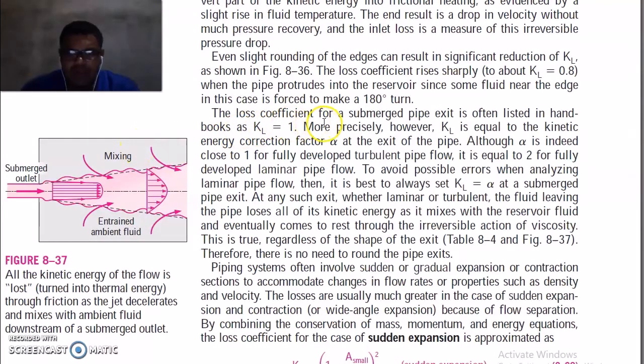The loss coefficient for a submerged pipe outlet is often listed in handbooks as KL equal to 1. More precisely, however, KL is equal to the kinetic energy correction factor alpha at the exit of the pipe. Although alpha is indeed close to 1 for fully turbulent pipe flow, it is equal to 2 for fully laminar pipe flow. You can see this is a submerged outlet, so the full kinetic energy is lost here. So we will use KL equal to alpha at a submerged pipe exit. At any such exit, whether laminar or turbulent, the fluid leaving the pipe loses all of its kinetic energy as it mixes with the reservoir fluid and eventually comes to rest through the irreversible action of viscosity.